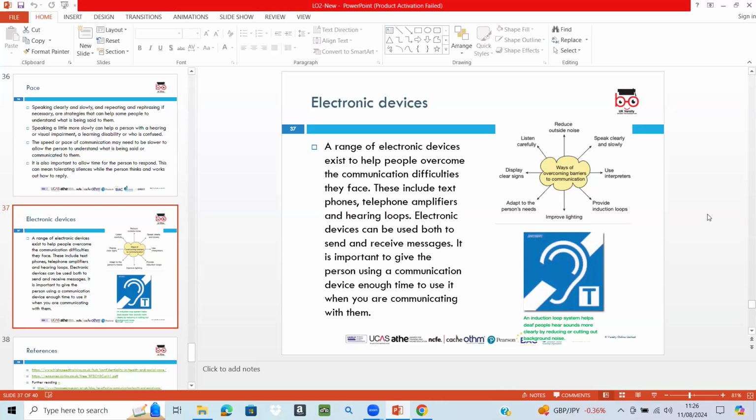Hearing loops amplify sound for individuals with hearing aids, helping them to hear more clearly in noisy environments. For example, in a busy clinic, a service user with a hearing aid might use a hearing loop to better understand their consultation with the healthcare provider. That's it.